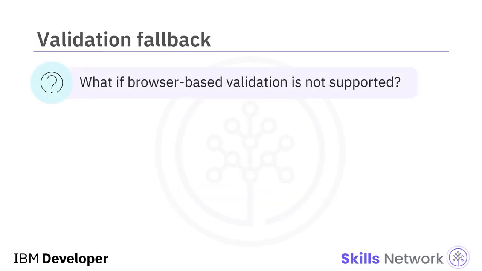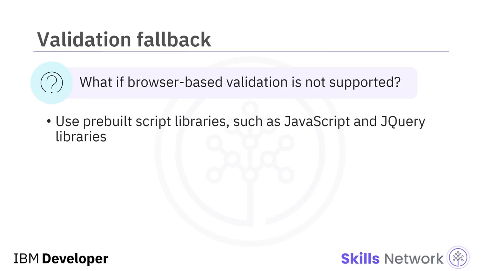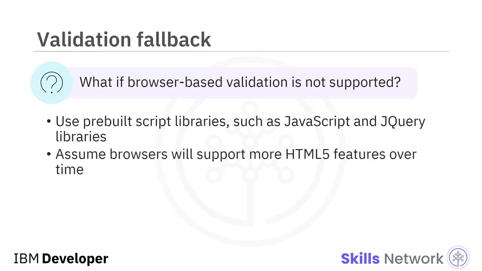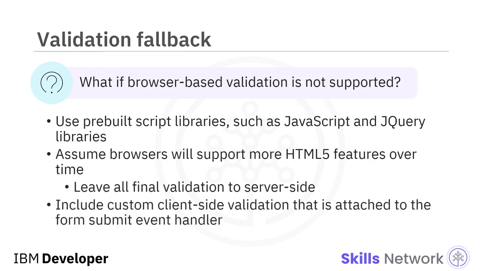What happens if browser-based validation is not supported for these input attributes? There are several options for performing validation in browsers that do not support all HTML5 input attributes. You can use JavaScript and jQuery libraries. You can assume that more browsers will support these features over time and leave all final validation to server-side processing. You can code client-side validation that is attached to the form submit event handler to validate all the fields on the form when the form is submitted.